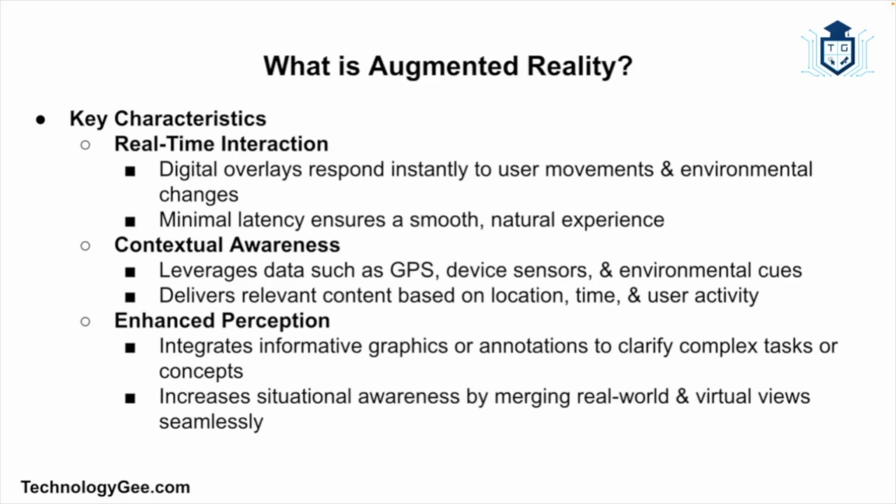And here are the key characteristics of augmented reality. First, there's real-time interaction. AR applications interact with the real world in real time, enhancing the user's experience without significant delays. Then there's contextual awareness. AR systems use contextual information, such as location and environment, to provide relevant digital content. And then there's enhanced perception. By overlaying digital information onto the physical world, AR enhances users' perception and understanding of their surroundings.